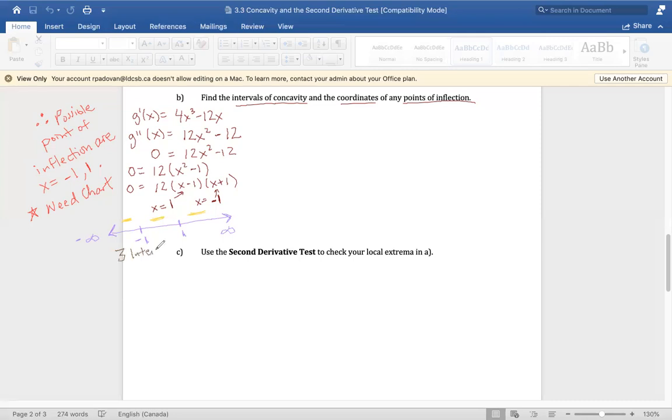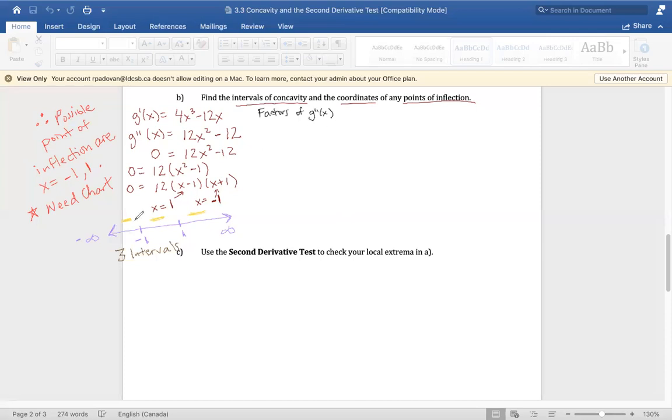And we always need 1 extra column. So if I have 3 intervals, I'm going to have a 4-column chart, right? Because my first column is going to be the factors of the second derivative now, because I'm doing the second derivative test. That's also kind of providing a title to the chart too, right? So let's do this in a color other than brown. So factors of g double prime of x.